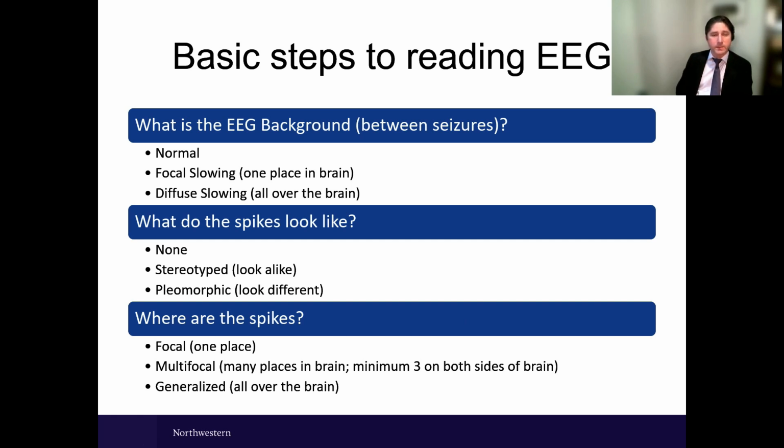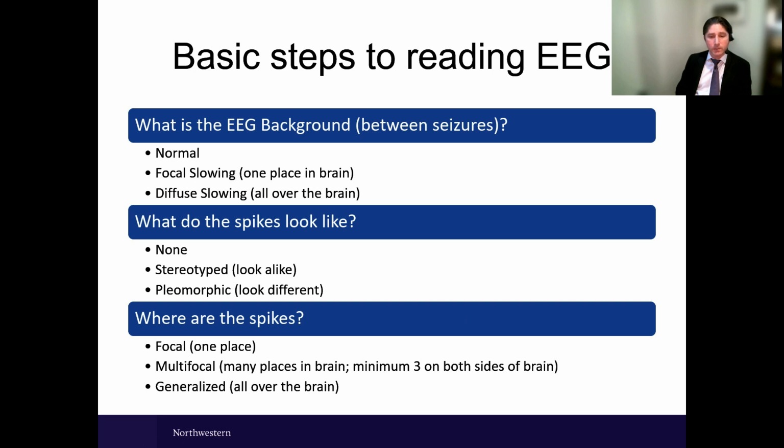And then what do the spikes look like? You might also see the term epileptiform discharges. Those are what show excitability in the brain and a predisposition to seizures. So there might be no spikes, even though your child has seizures. They might all look alike or be called stereotyped in the report, or they might look different from each other and be called pleomorphic in the chart.